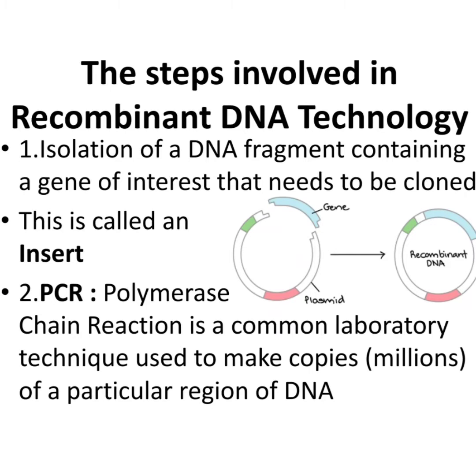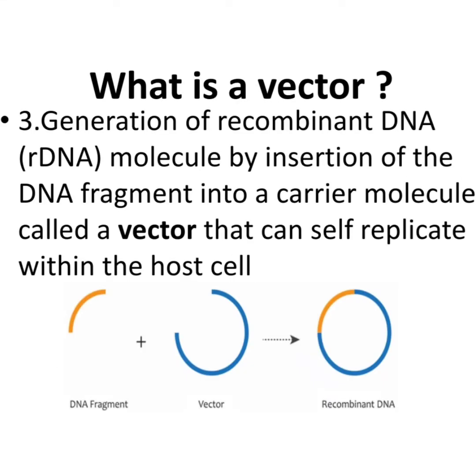Next is PCR, polymerase chain reaction, a common laboratory technique used to make millions of copies of a particular region of DNA. What is a vector? Generation of recombinant DNA molecule by insertion of the DNA fragment into a carrier molecule. The carrier molecule is called a vector that can self-replicate within the host.